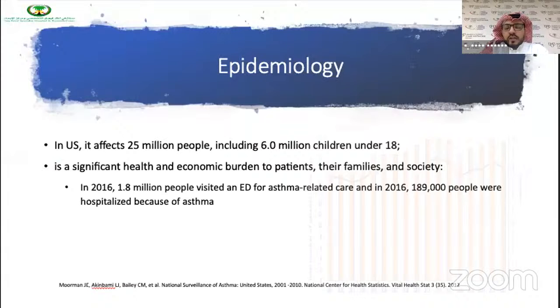The epidemiology in the US: it affects almost 25 million people, including 6 million children under the age of 18. It has a significant impact on health and economic burden, in addition to the patients themselves and their family, and also society. In 2016, 1.8 million people visited the emergency department for asthma-related care, and in the same year, 189,000 people were hospitalized because of asthma.